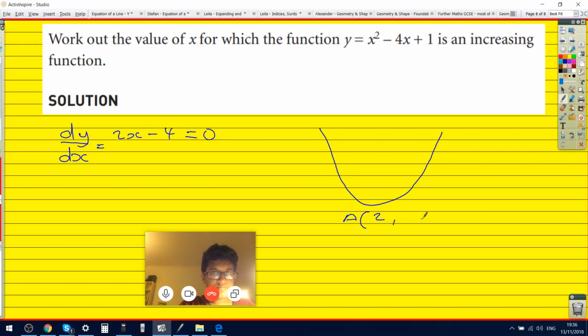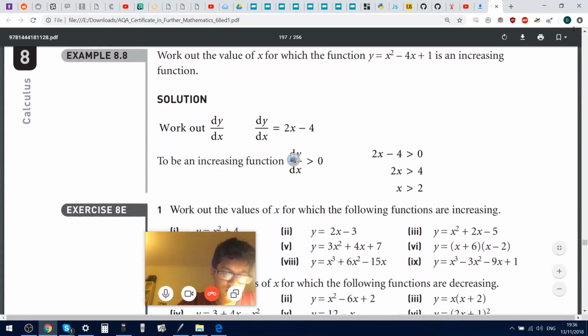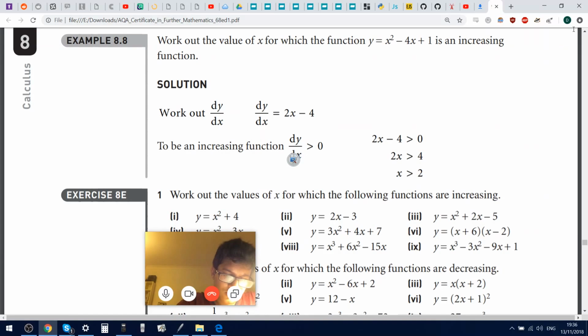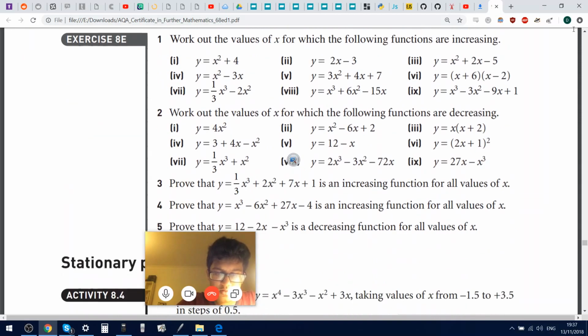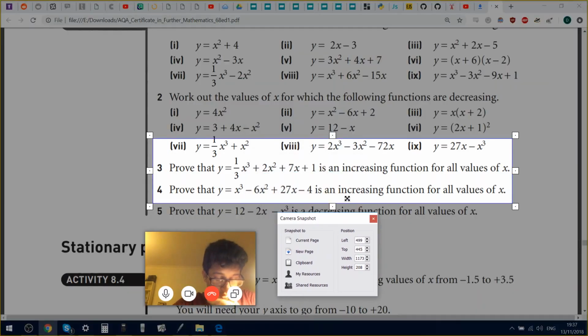X is 2, and so where will the function be increasing in terms of x? When x is greater than 2. That's it. And so for this one to be an increasing function, it's when that is greater than 0, so when x is greater than 2. Okay, so now let's try these tricky ones that are decreasing. We'll just try a cubic one.